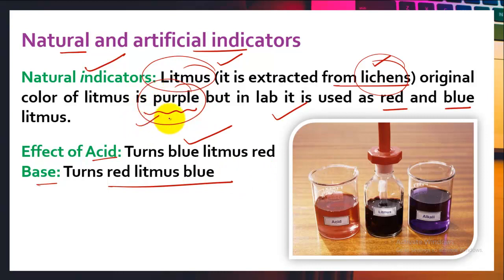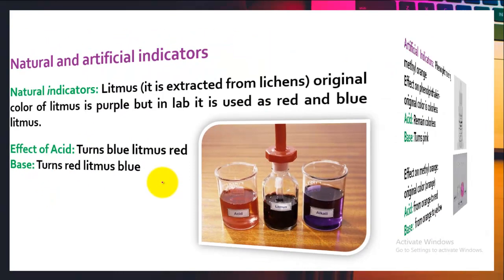Please keep in mind, because you may get a question like this: what is the original color of litmus and from where is it obtained? So these two things are very important. Otherwise, as far as the effect is concerned, acid turns blue litmus red and base turns red litmus blue.